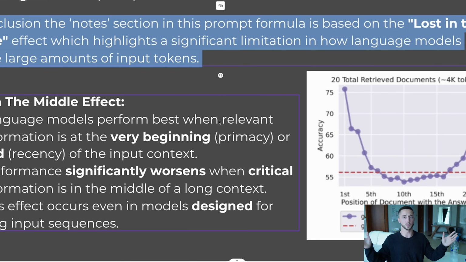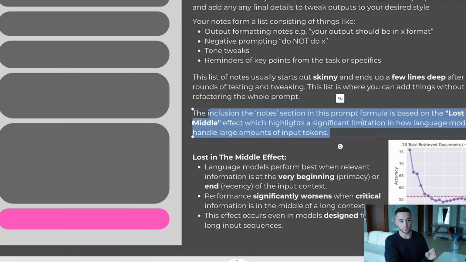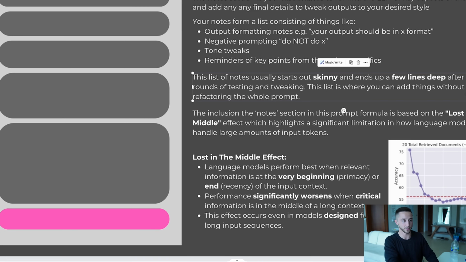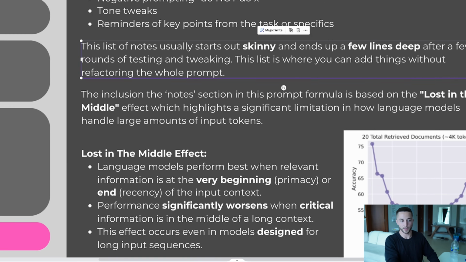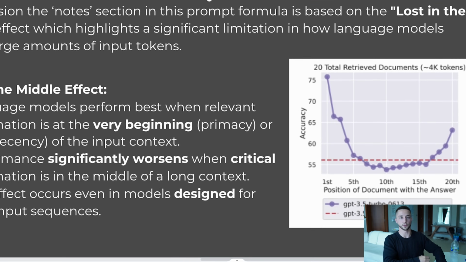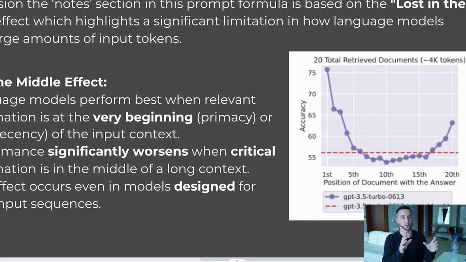So yes, GPT-4 32K back in the day was designed for 32,000 tokens, but it didn't really listen to anything in the middle. Luckily, the models that we work with now are much better at retrieving information over large contexts, but you should still keep this in mind because it still seems to apply. And this is why the notes section is at the end.